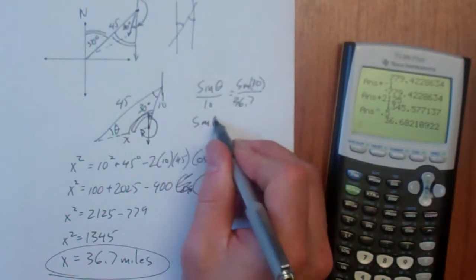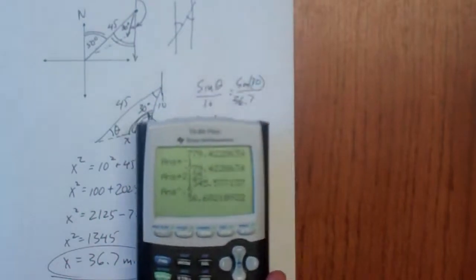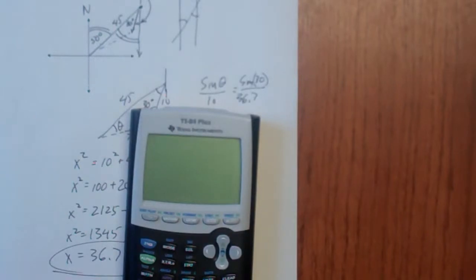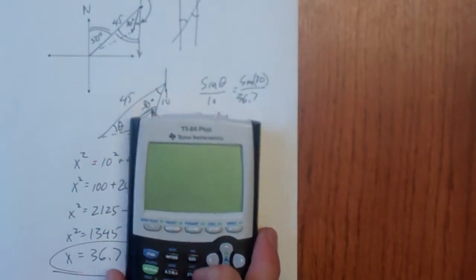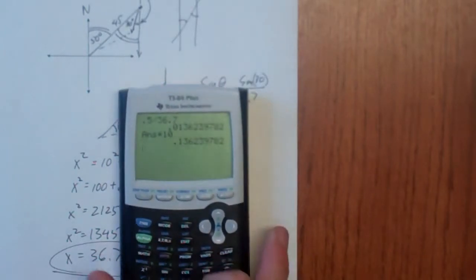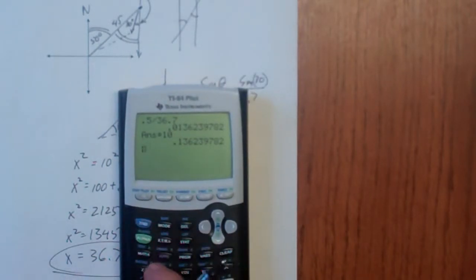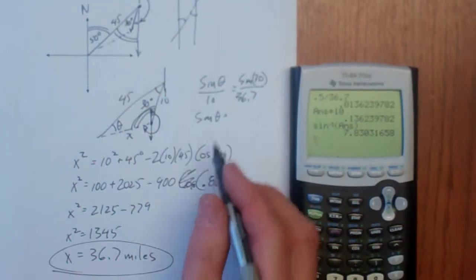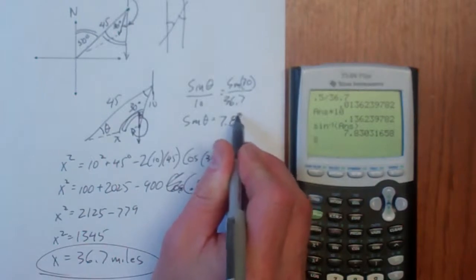So sine of theta is going to be equal to, let me get the calculator going here, sine of 30 is 0.5, I don't need to type that in, 0.5 divided by 36.7, and then times that by 10, and it's 0.13, so I do inverse sine of that answer, and I get only 7.8 degrees. So you could round it to 8 degrees, but I'll call it 7.8 degrees.